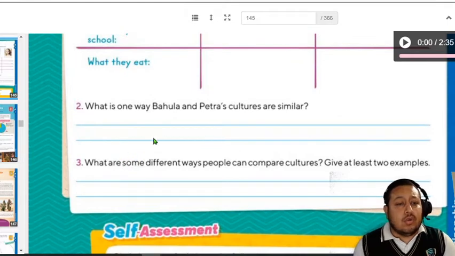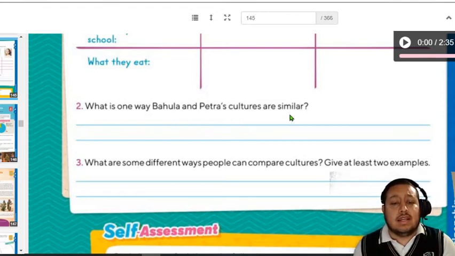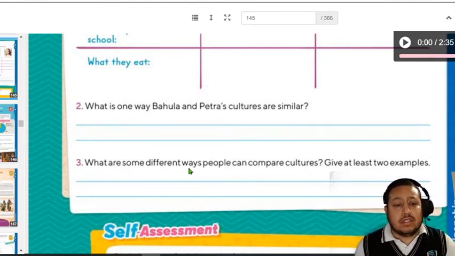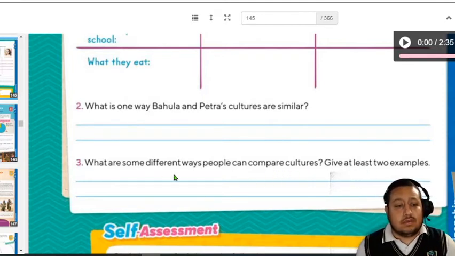Question number 2. What is one way Bahula's and Petra's culture are similar? ¿En qué se parecen ambas culturas? Una cosa en la que se parezca. Number 3. What are some different ways people can compare cultures? Give at least 2 examples.